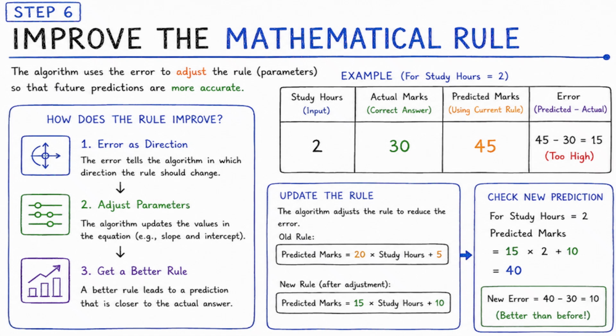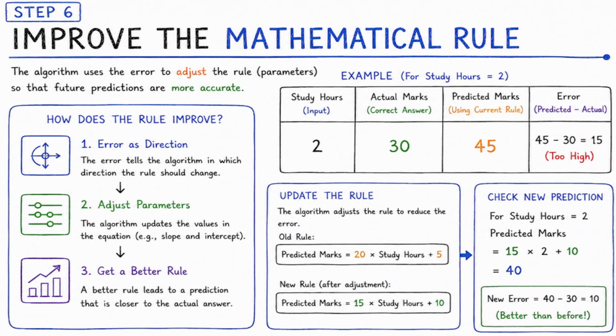In our example, the current rule predicts 45 marks for a student who studied 2 hours, but the actual marks are 30. Since the prediction is too high, the algorithm modifies the equation to reduce the error. So the new rule is predicted marks equals 15 times study hours plus 10.